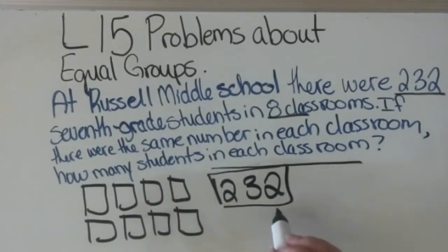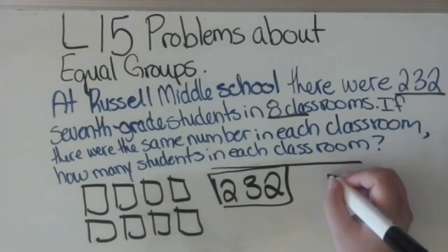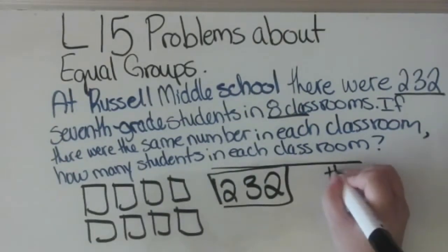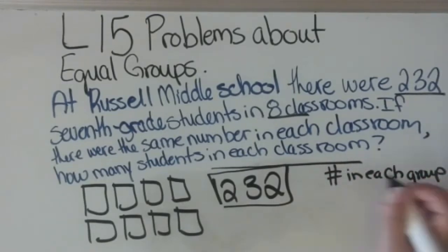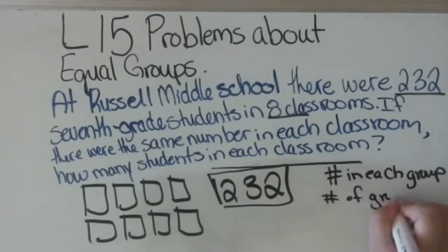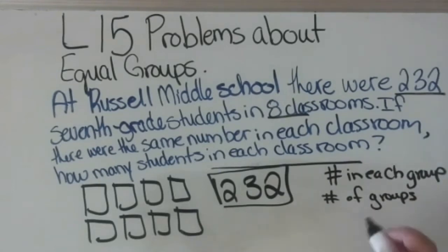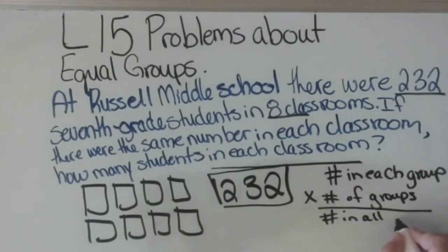Now, to find this number, we did multiplication. So one of the ways to look at this is you have a number in each group. Okay, so number in each group. Then you have the number of groups, which in our case is 8. You have a total, which is number in all groups. So we have been given the number of groups and the number in all the groups.